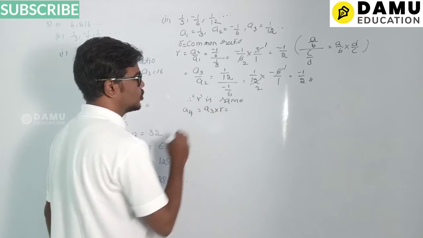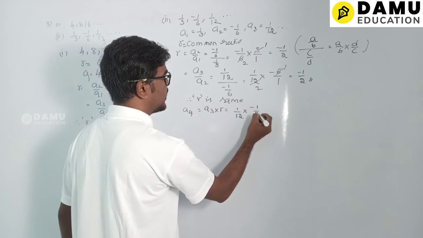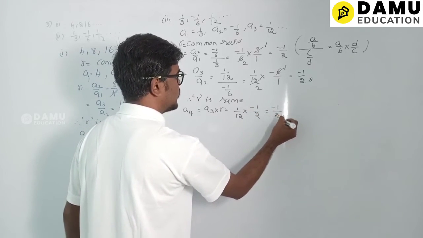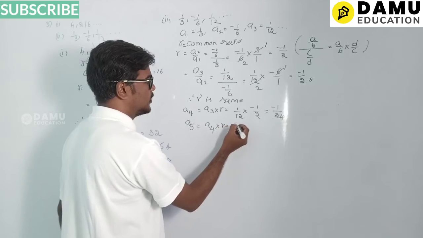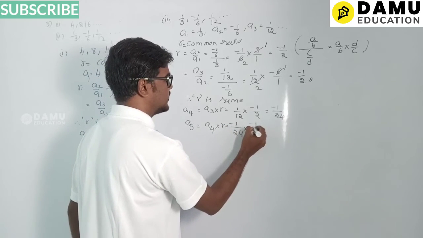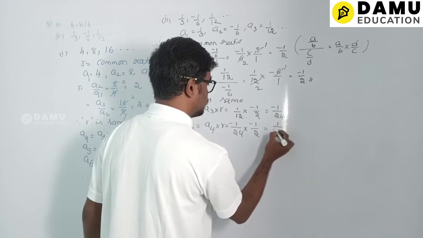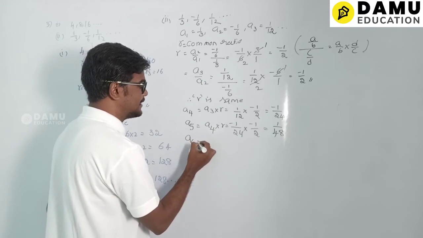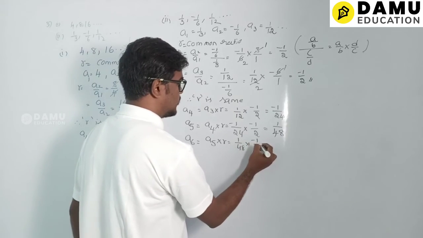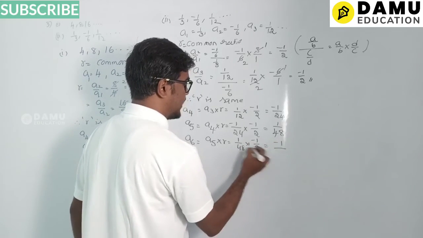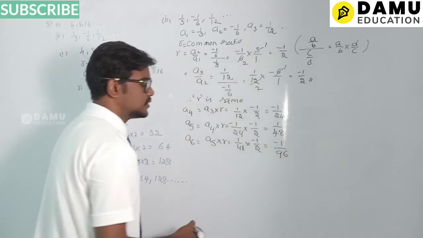Then what is A4? A4 is A3 into R. What is A3? 1 by 12 into R, which is minus 1 by 2, so minus 1 by 24. Then what is A5? A4 into R, so minus 1 by 24 into minus 1 by 2. Minus into minus becomes plus, that is 1 by 48, since 2 fours are 8 and 2 twos are 4. Then what is A6? A5 into R, so 1 by 48 into minus 1 by 2. Minus 1 by 2 eights are 16, then 2 fours are 8, 9, that is 96.